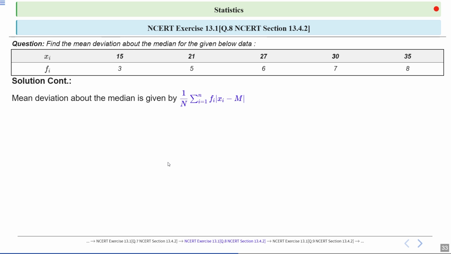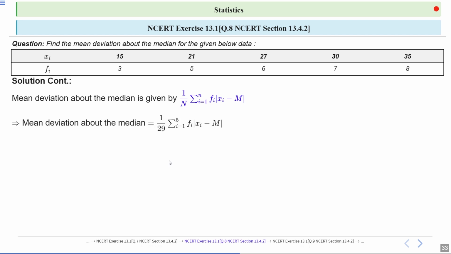So now let's recall the formula for mean deviation about the median. The formula is: mean deviation about the median is equal to 1 divided by n times the sum of fi times the absolute value of xi minus M, where n is the total frequency, fi is the frequency of each value, xi is each data point, and M is the median.